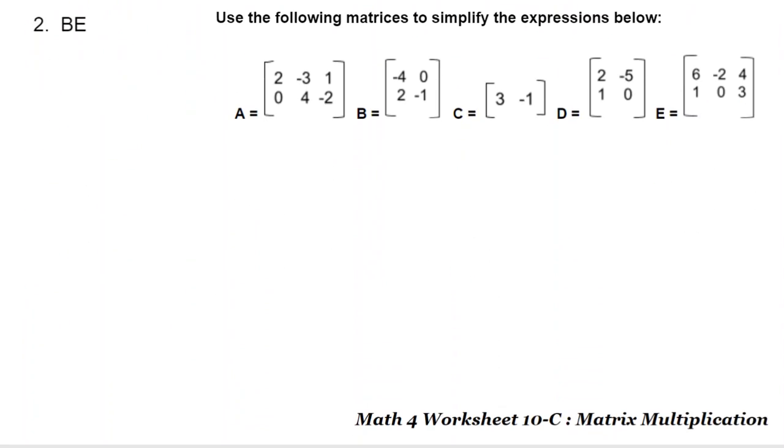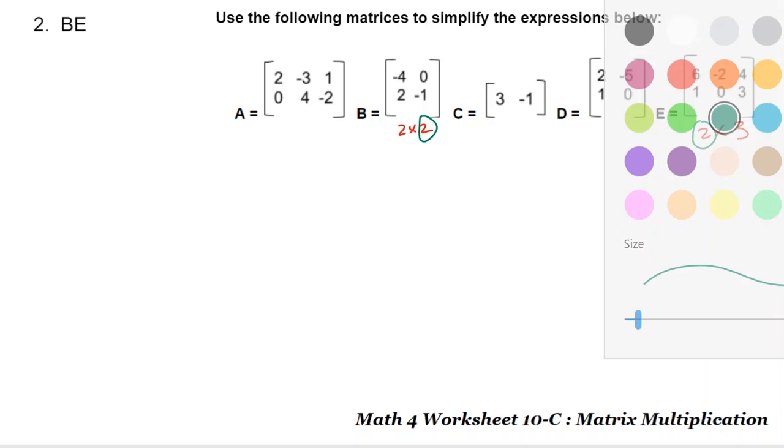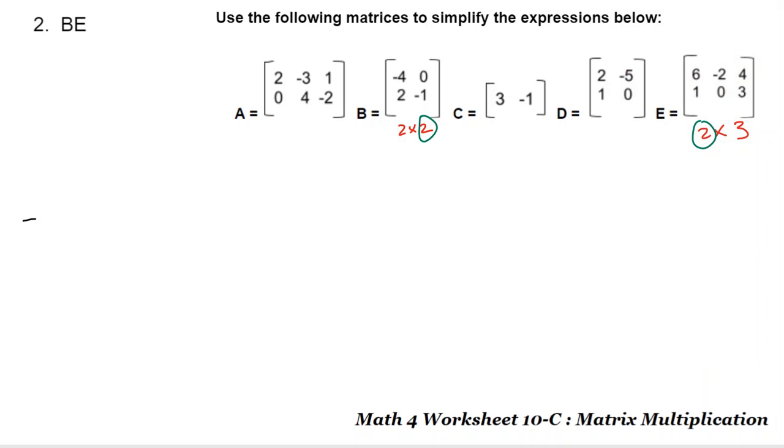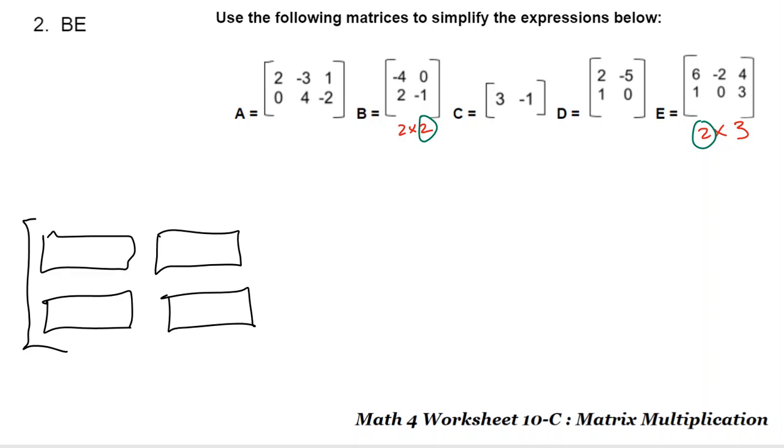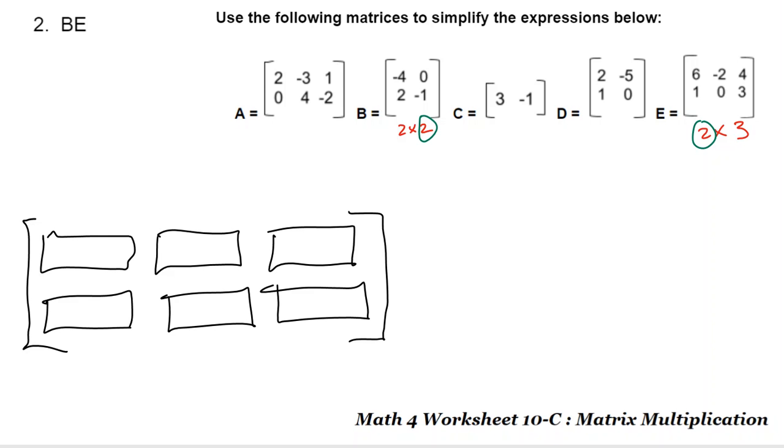All right, B times E. B is a 2 by 2. E is 2 rows and 3 columns. So I see that the inside numbers match, so we're good there. And my result is going to be a 2 by 3. So I'm going to have 2 rows and 3 columns. It's going to look just like E. Now, I guess they're in order.